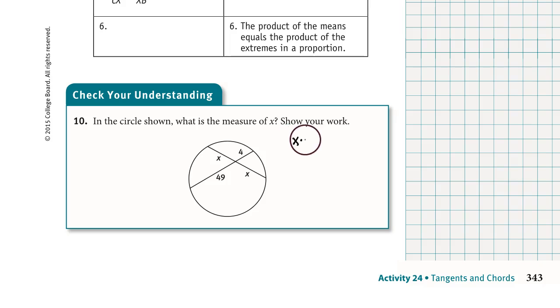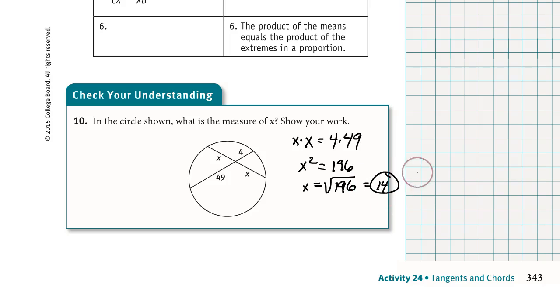So x times x is equal to the 4 times the 49. X times x is x squared, and 4 times 49 is 196. Now let's do the square root to get the answer for x. The square root of 196 is 14. So we solve for x using one of the theorems that we talked about today. So in today's lesson, we discussed different theorems that involved chords, and knowing those theorems will allow us to solve different problem situations that involved circles.